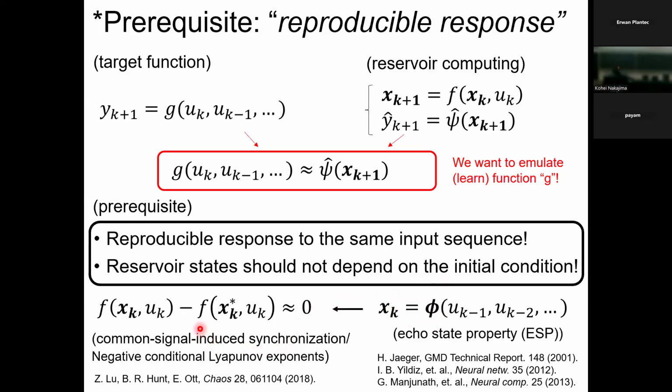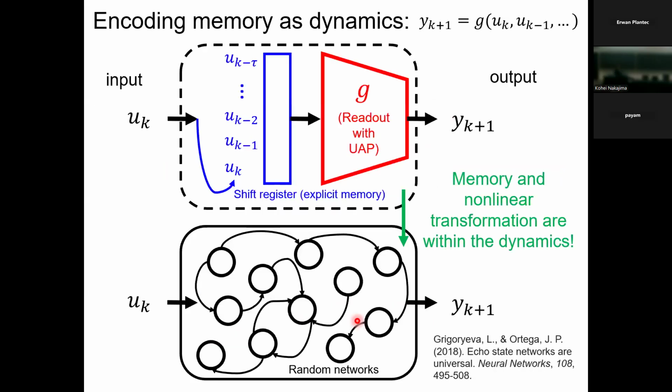And this can be characterized by common signal induced synchronization. Also, when you measure the conditional Lyapunov exponent of this system, it shows a negative value. So if you have a physical reservoir, and you measure the common signal induced synchronization or the conditional Lyapunov exponent, you can check whether your system has the echo state property or not. And this is very important.